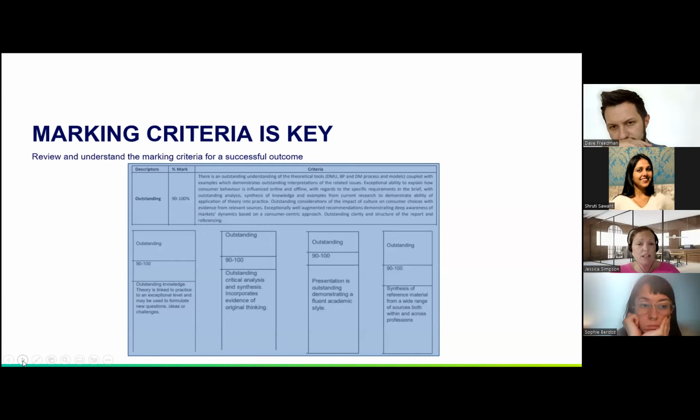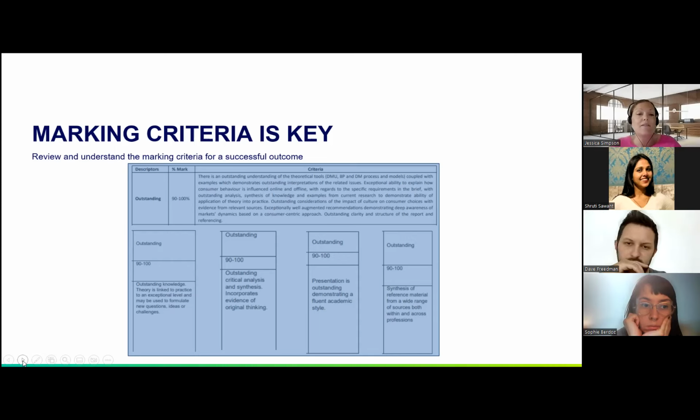So with this one, I just wanted to bring out the marking criteria. So this is what you're marked against. And there are lots of keywords in here. This is the distinction criteria, obviously. And there's keywords like analyze, synthesis, essentially. Presentation is outstanding, and so on. Synthesis of reference materials from a wide range of sources.